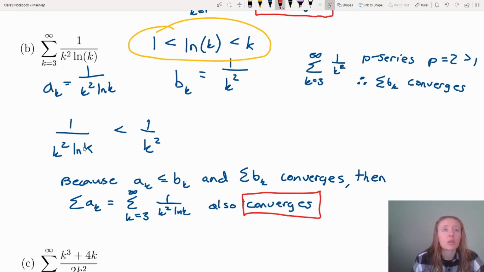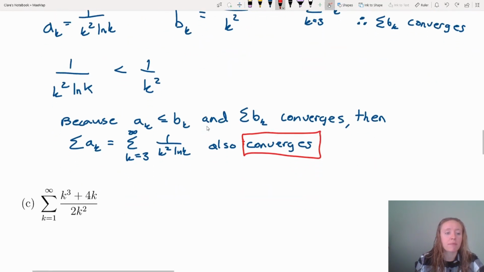And again, quickly, how I chose to compare it with 1 over k squared: if I wrote the ln of k as 1, this would be 1 over k squared. And if I wrote it as k, then that'd be 1 over k cubed. And I know I'm falling somewhere in between those, so it's going to be easiest to compare it with 1 over k squared. And if you're confused on how I chose that comparison, double check with your textbook because there's other examples using logs within that. But for now, let's continue on to c.